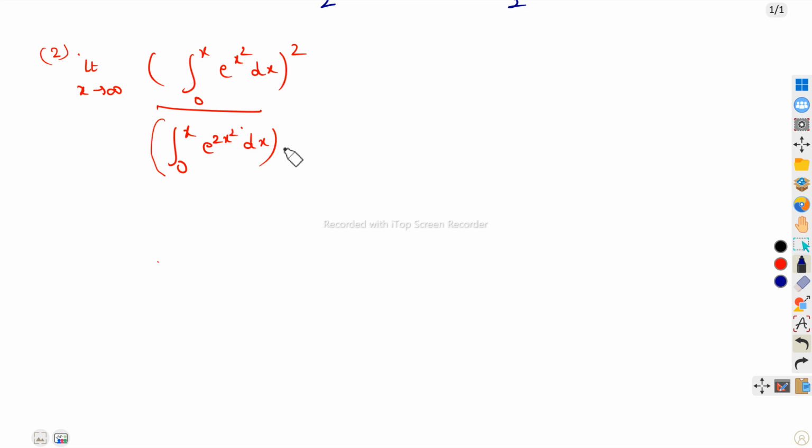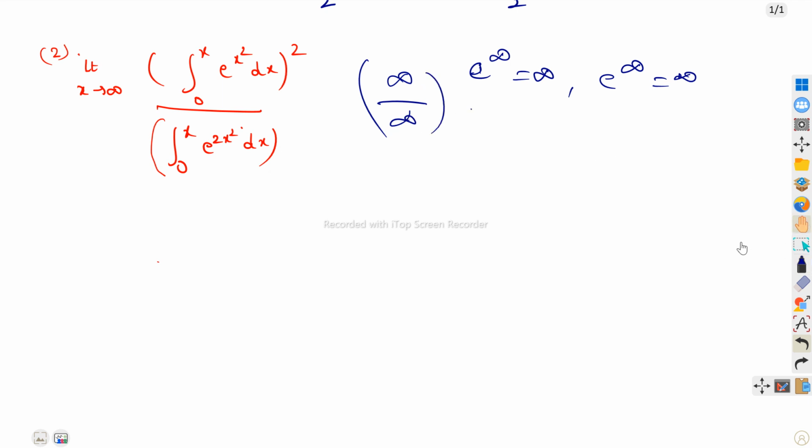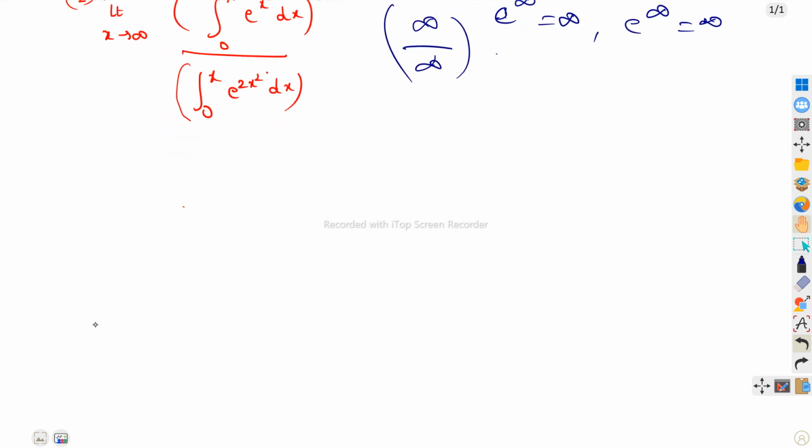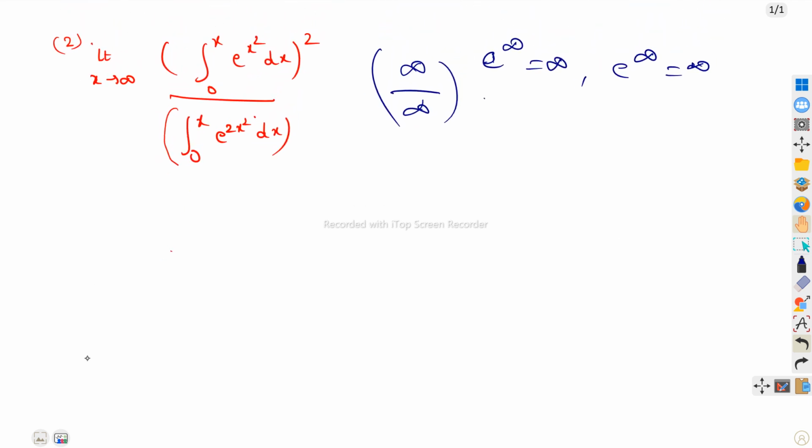By substituting the values, if x tends to infinity and e^x tends to infinity, e raised to power infinity equals infinity and e raised to power infinity equals infinity. So this is the infinity upon infinity form. So we use here L'Hopital rule. So what is L'Hopital rule?